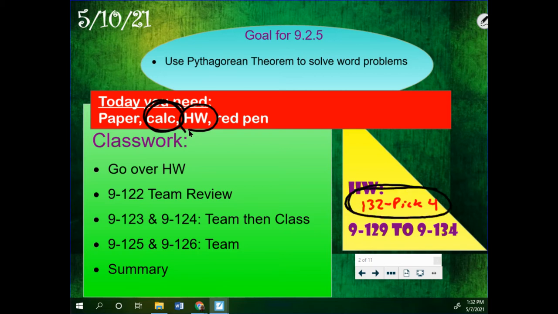Also on your homework, I am doing something a little different. I don't usually do this, but for problem 132, there are, I think, like 8 of them. You only need to pick 4. What 4 you do, I don't care, just as long as you do them and do them correctly.